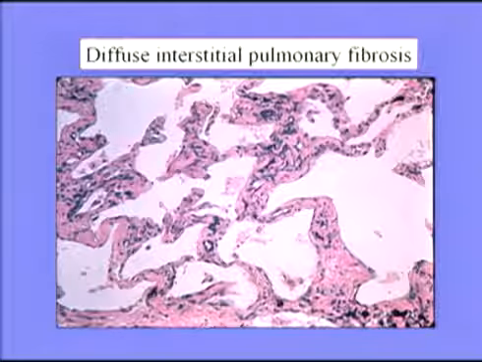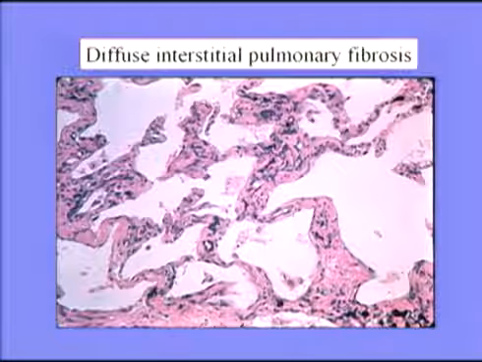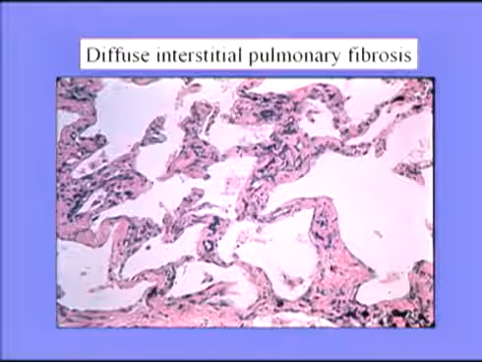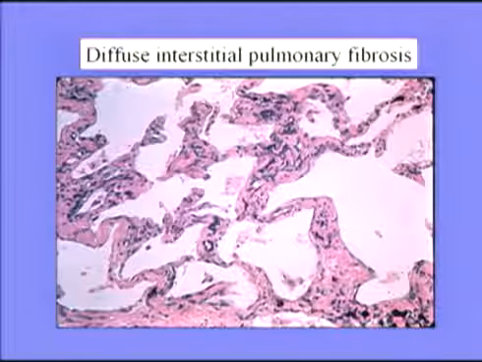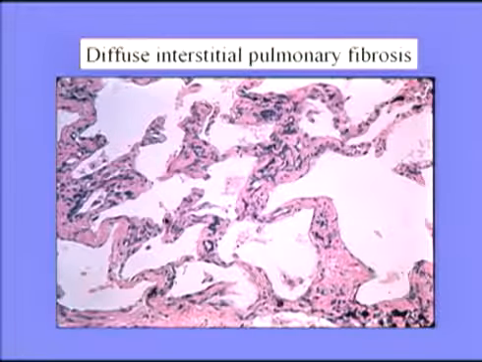Now, this is a light micrograph, and you can see this tremendous thickening of the alveolar walls here. In fact, you can perhaps hardly recognize them as alveoli, but that's what they are. Thickening of the alveolar walls, great amounts of collagen here, and you can see the disorganization of the architecture caused by this scarring process.